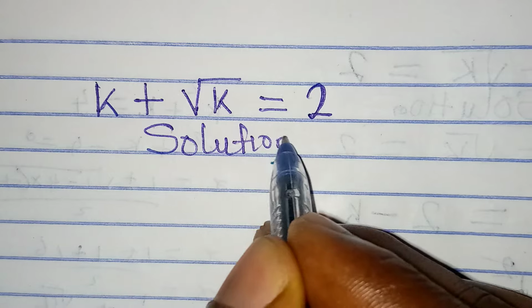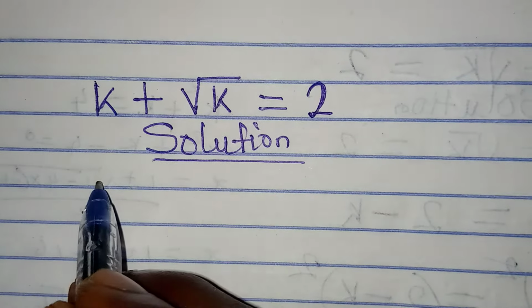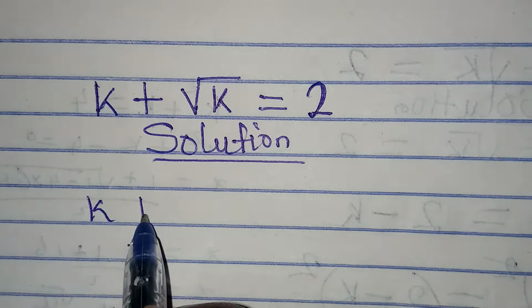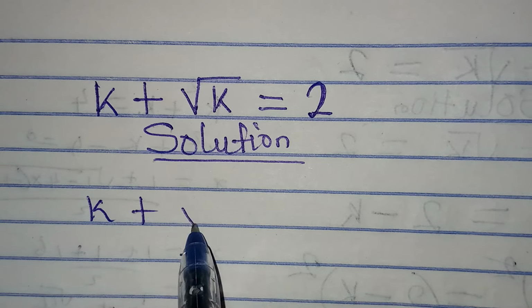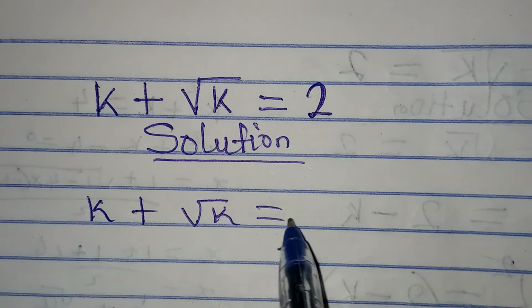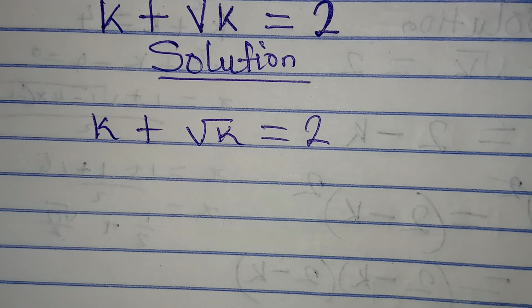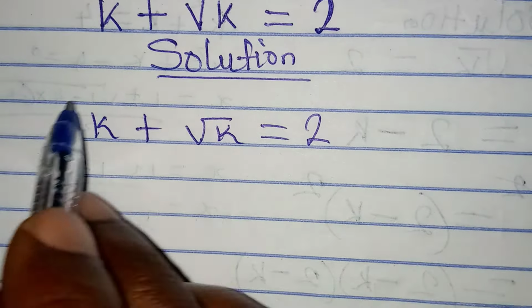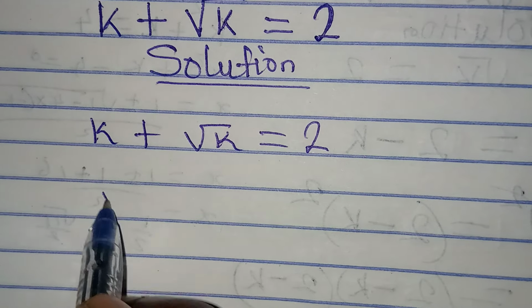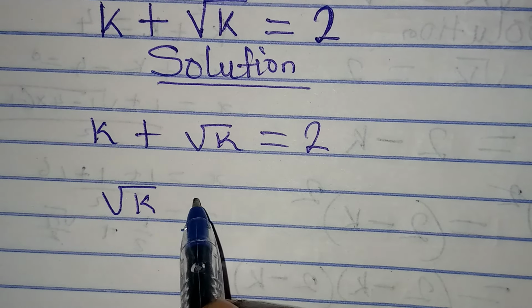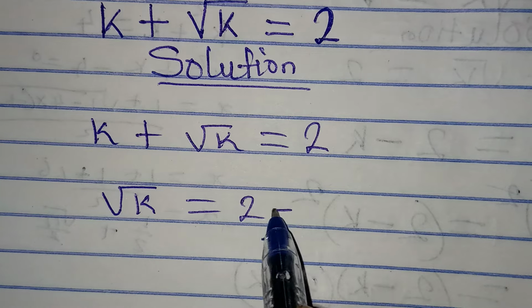Let's solve this problem very quickly. We have k plus square root of k equals 2. Okay, so the first step to take is taking k to the right. So we have root k alone, and that will now be 2 minus k.